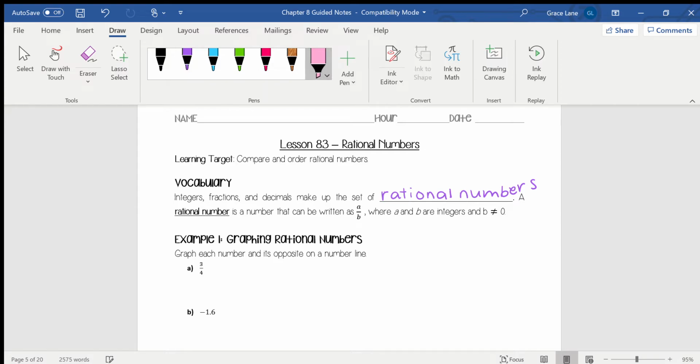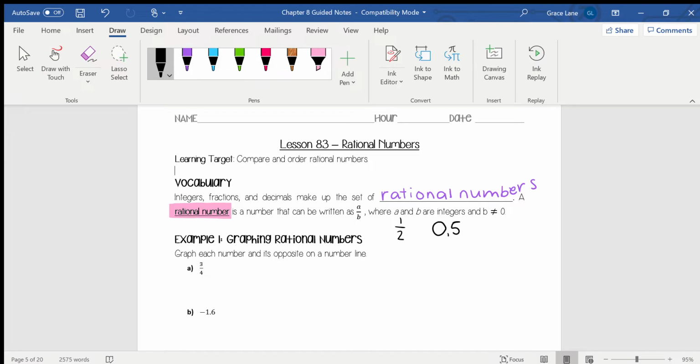A rational number is a number that can be written as a over b, where a and b are integers and b does not equal 0. So what that means is basically a rational number is any number that can be written as a fraction. So for example, 1/2 is a rational number because it's written as a fraction. But at the same time, you could do 0.5, it's a decimal, but that can be changed into a fraction.